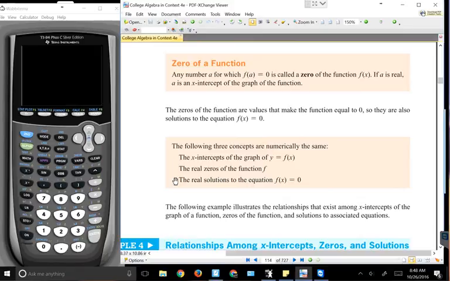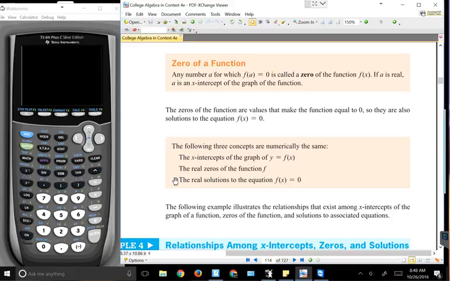Now, a new concept for you: zero of a function. Any number a for which f of a is equal to 0 is called a zero of a function. The x-intercept of a function is called a zero. Now, think about it here. If it goes through the x-axis, what is the value of y?